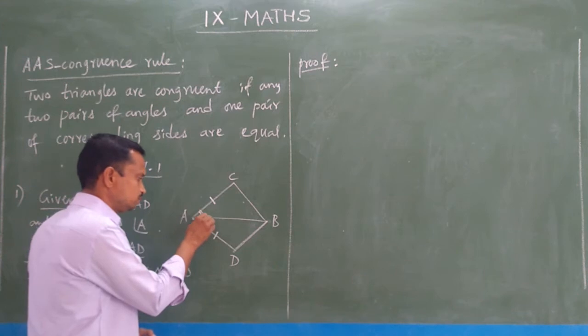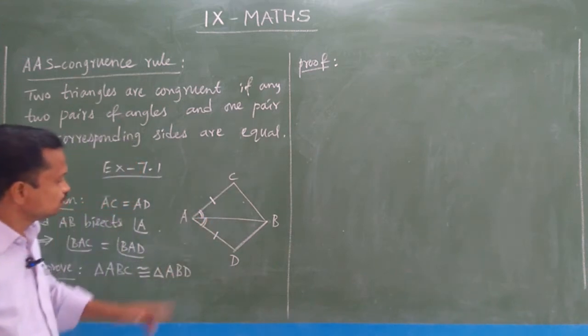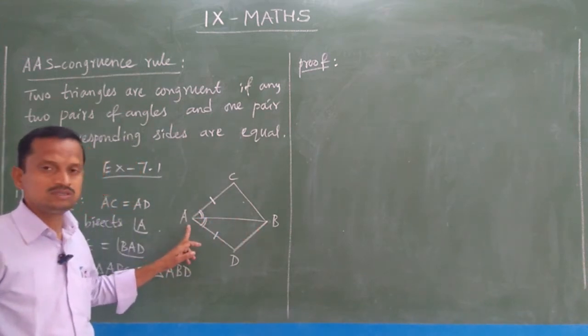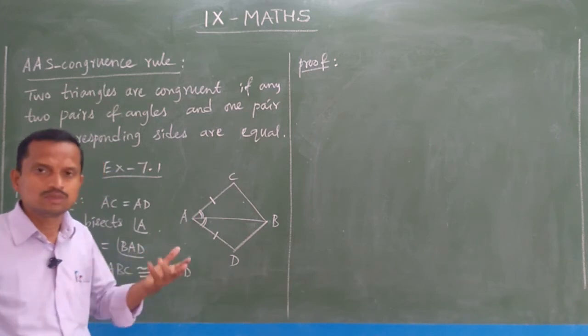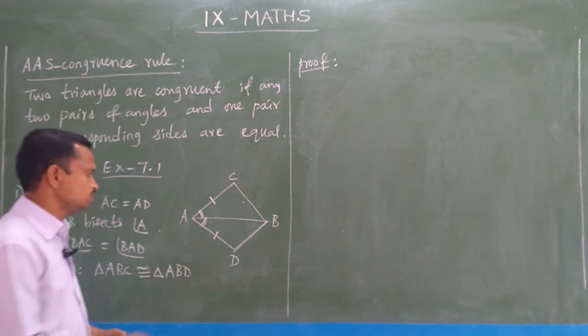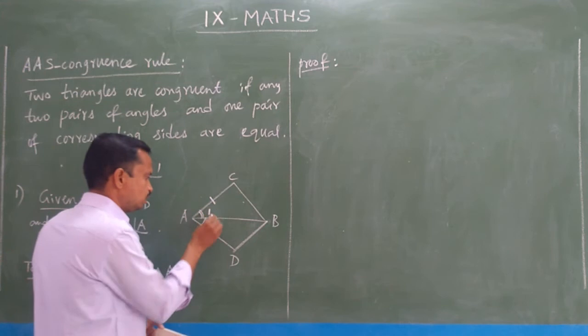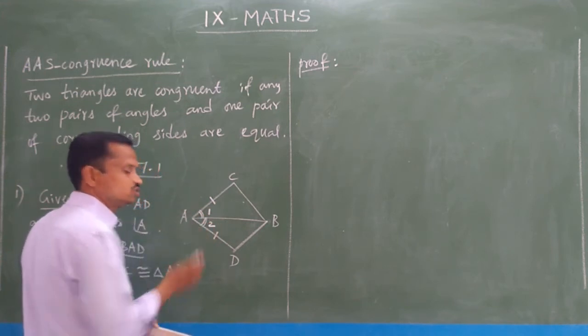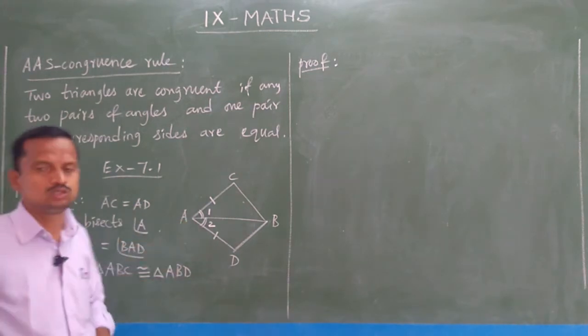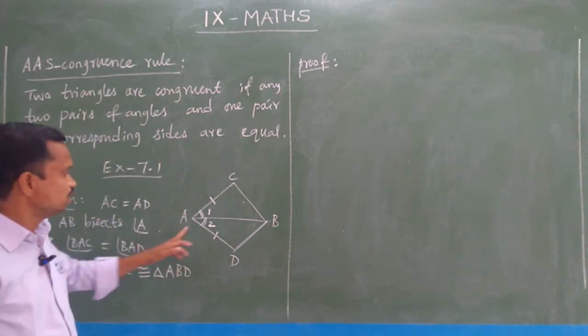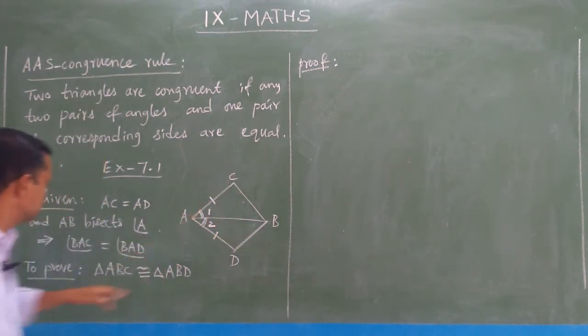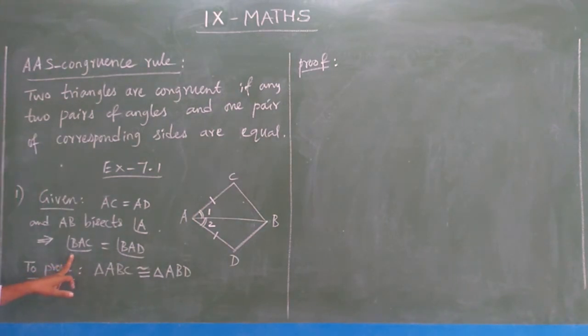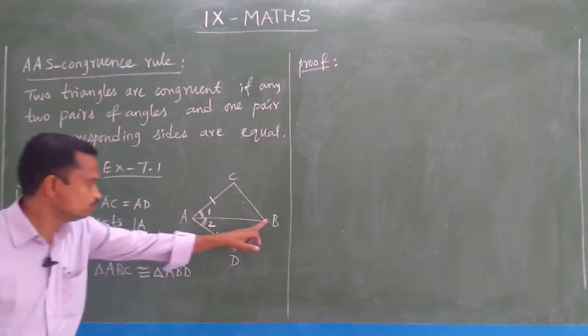It shows that only. Yeah? AB bisects angle A means these two angles are equal. For example, we can name them angle 1 and angle 2. For our understanding, we can write like that, angle 1 and angle 2 are equal. Otherwise, we can say angle 1 means BAC. You look here, I have written BAC, that is angle 1, and BAD, that is angle 2.